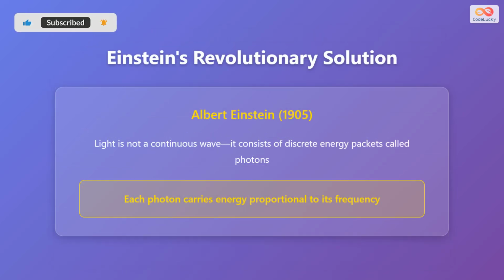In 1905, Albert Einstein proposed a revolutionary solution. He suggested that light is not a continuous wave, but instead consists of discrete energy packets called photons. Each photon carries a specific amount of energy that is directly proportional to the frequency of the light. This meant that light has particle-like properties. When a photon strikes an electron, it transfers all of its energy in a single quantum event, like a collision between particles.